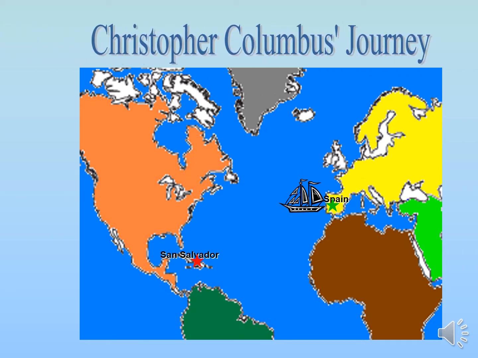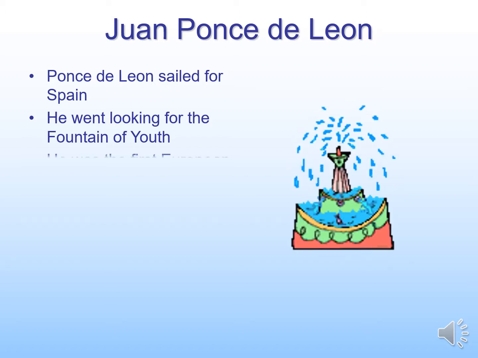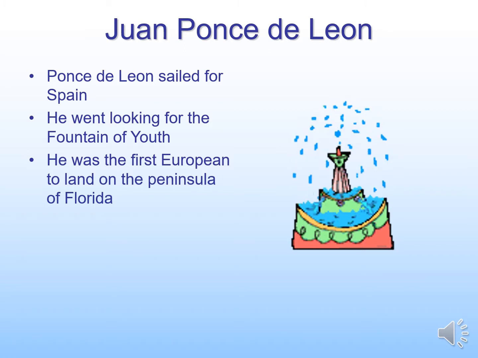So if we look at Christopher Columbus's journey, it's going to go from Spain to San Salvador there. Now, Ponce de Leon is going to be another Spanish sailor, and he is going to go looking for the Fountain of Youth. They really thought that existed back then, which is kind of funny. But he thought that existed. What he really ends up finding is Florida, and Florida is interesting.